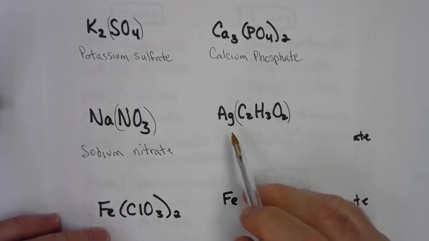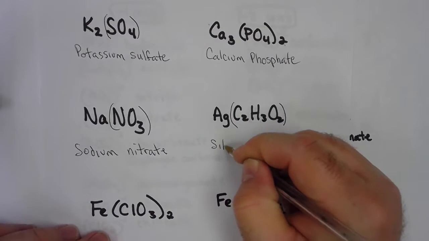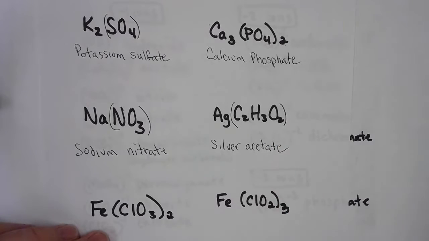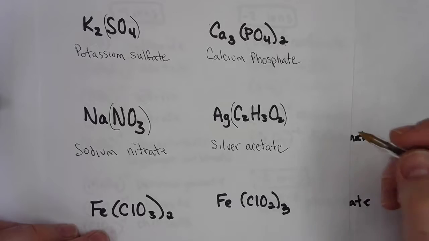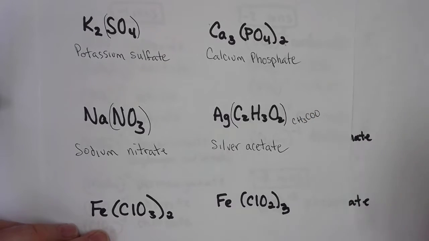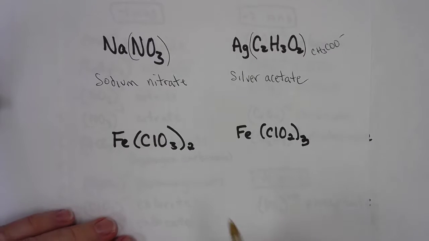Here we have silver acetate. Be careful on the acetate. Sometimes they write it differently. CH3COO minus is sometimes written for acetate. I like the C2H3O2 myself, just personal preference.